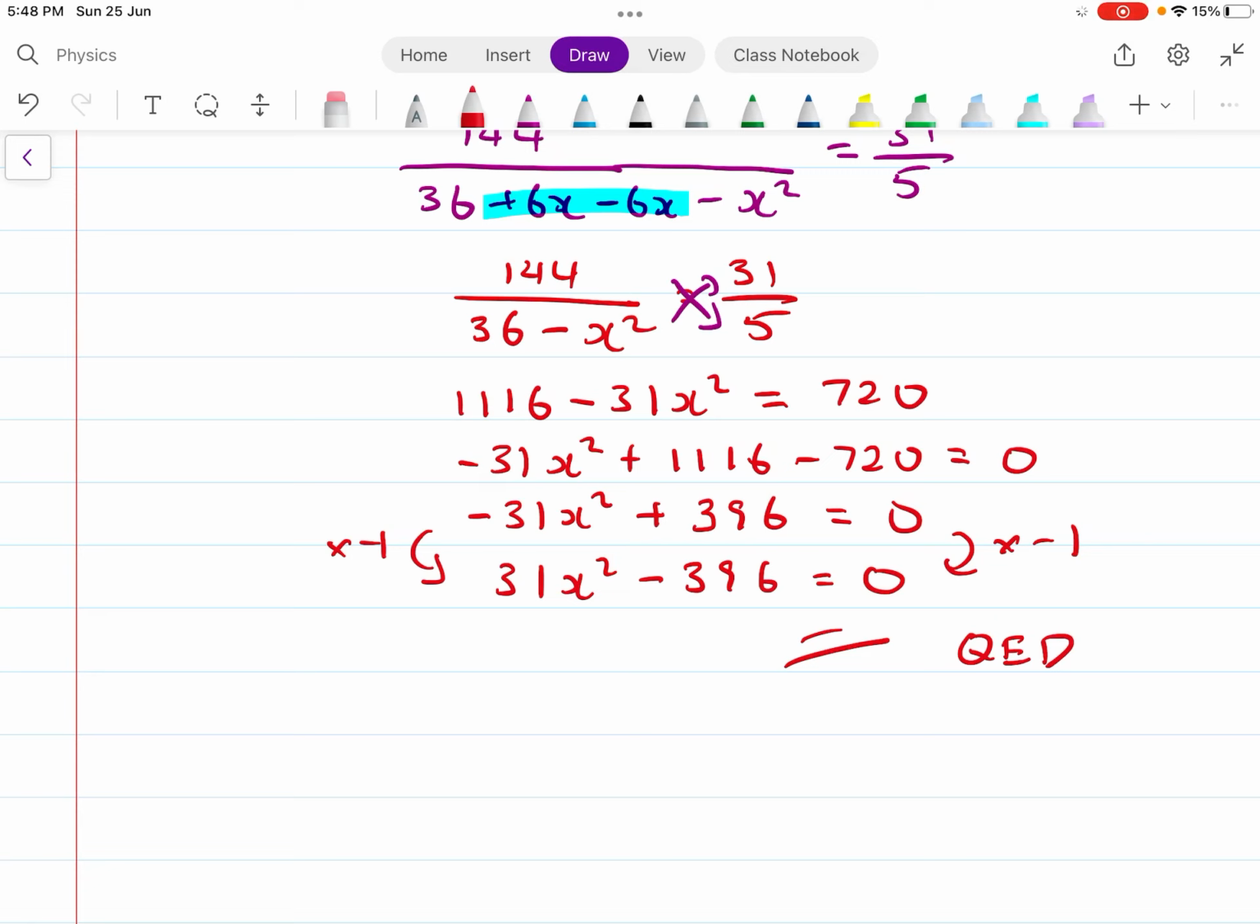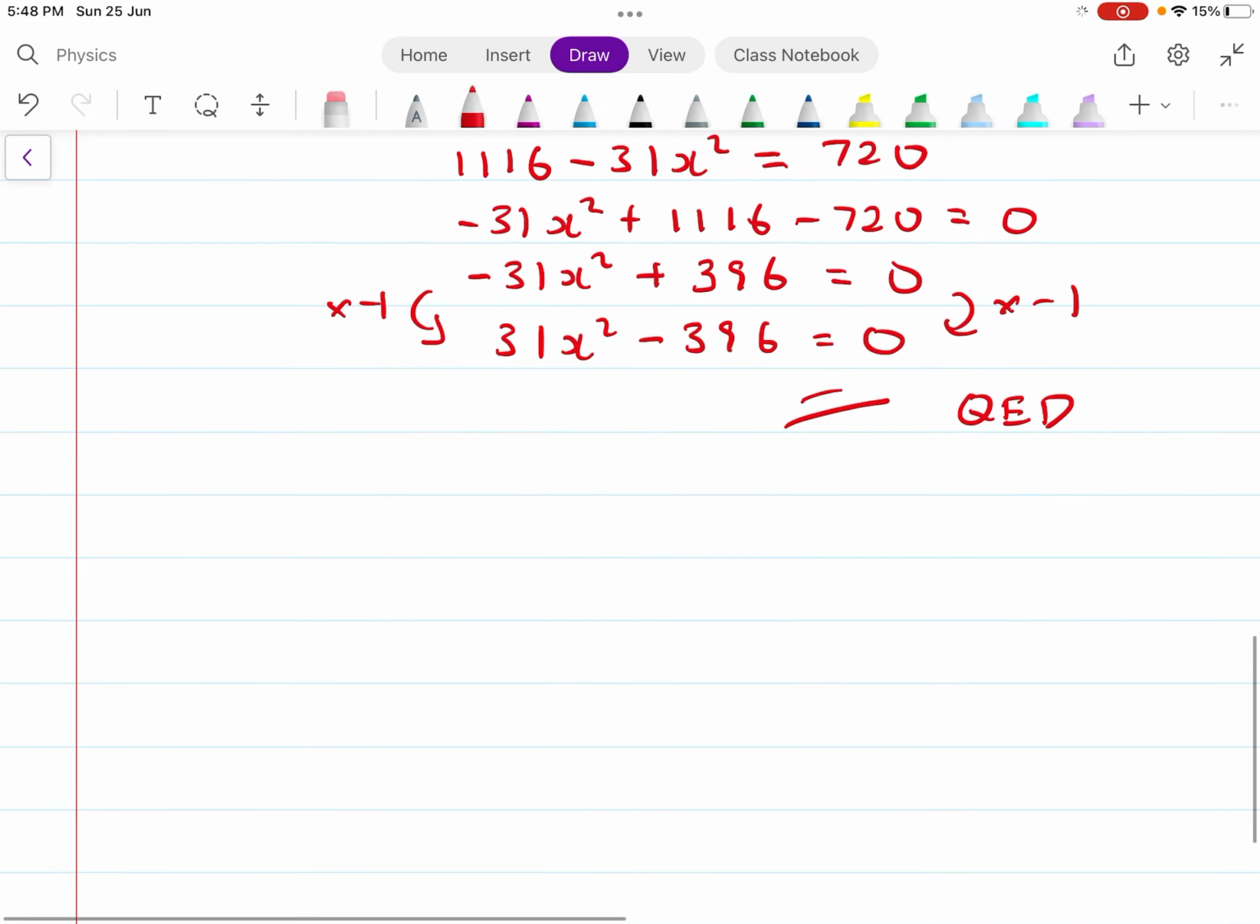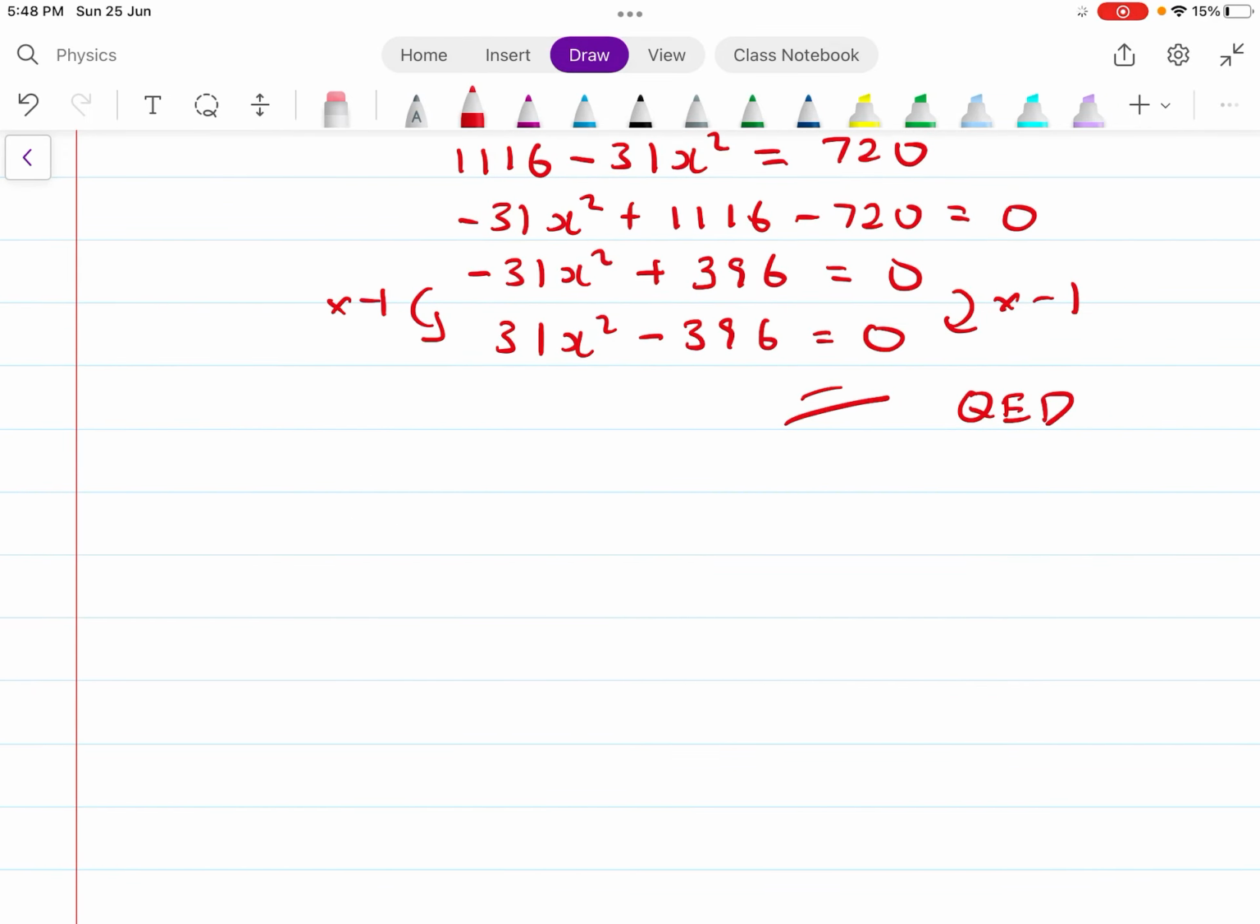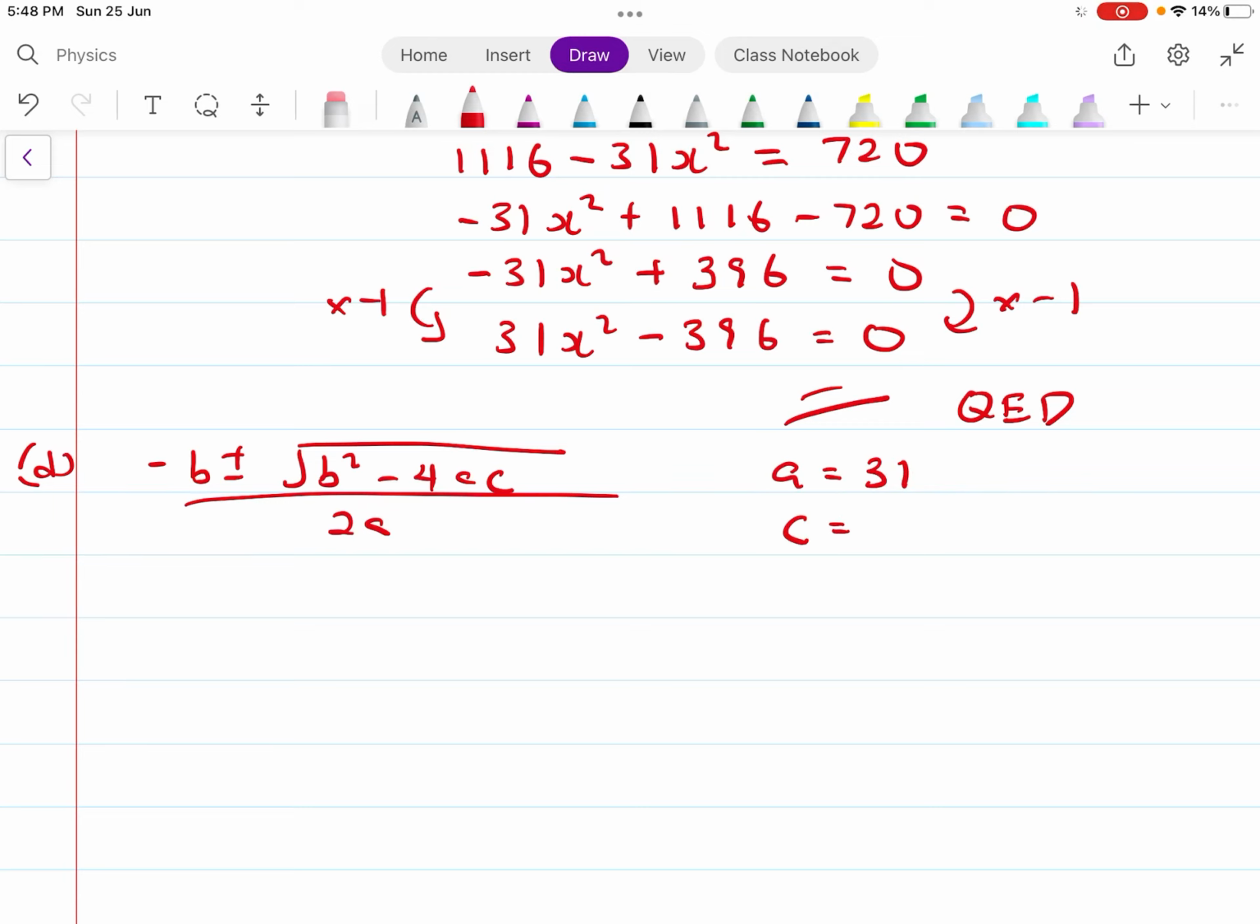Okay, so for part D, same idea. When we are asked to solve the equation, I just simply use the quadratic formula: negative b plus minus square root of b squared minus 4ac, over 2a. For this, you realize that there are only two terms, an x squared term and a constant term. I don't have the x term, meaning that b is 0. So a is equal to 31, c is equal to negative 396, and b is equal to 0. Okay, so I just sub in.